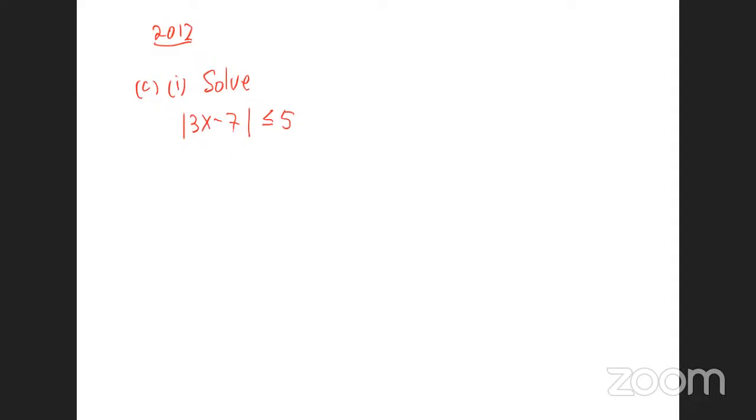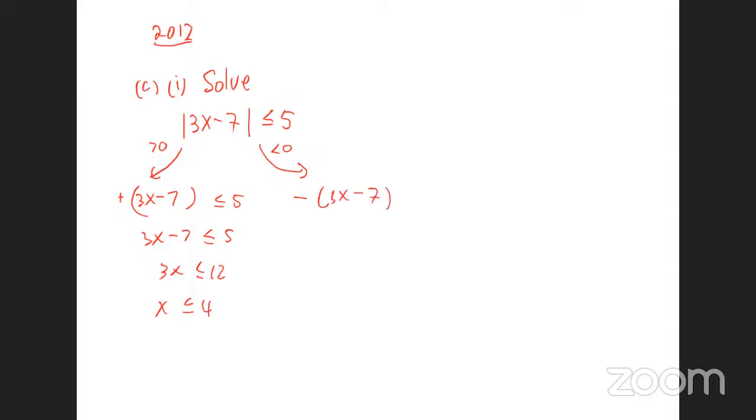Remember when you divide by a negative, the sign has to change. I saw somebody who didn't do that. All right, let's check this one out. When it's more than 0, you'll get 3x minus 7 is less than or equal to 5, so x is less than 4. And then when it's less than 0, it's minus of 3x minus 7 is less than or equal to 5.